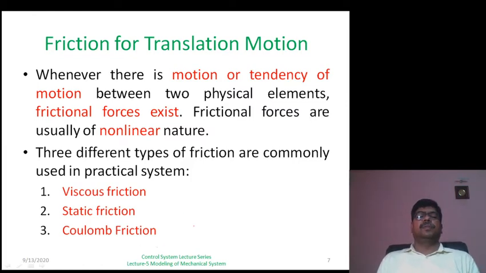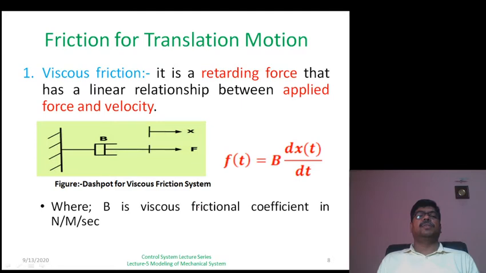First one is viscous friction, second one is static friction, and third one is Coulomb friction. So let us go to the viscous friction. What is viscous friction? Viscous friction is a retarding force, like a resistance in an electric circuit. Here it is a retarding force that has a linear relationship between the applied force and its velocity. Velocity is dx(t) upon dt. So here B is the viscous friction coefficient, and F(t) equals B dx(t) upon dt.